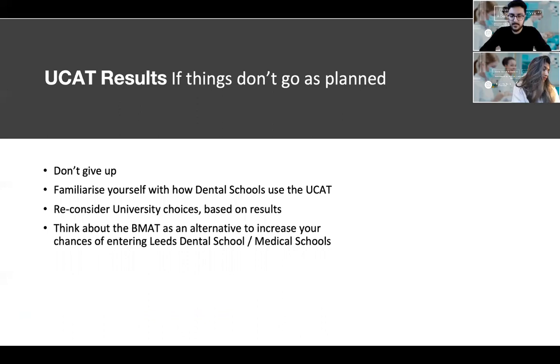And again, this sort of leads on to the point where you should reconsider university choices. So for example, if you get a high situational judgment score, you probably should apply to universities that will favor that. And as an alternative, thinking about the BMAT, so perhaps if you're applying to dentistry, think about applying to Leeds and taking the BMAT, because they're the only university that doesn't actually take the UCAT.